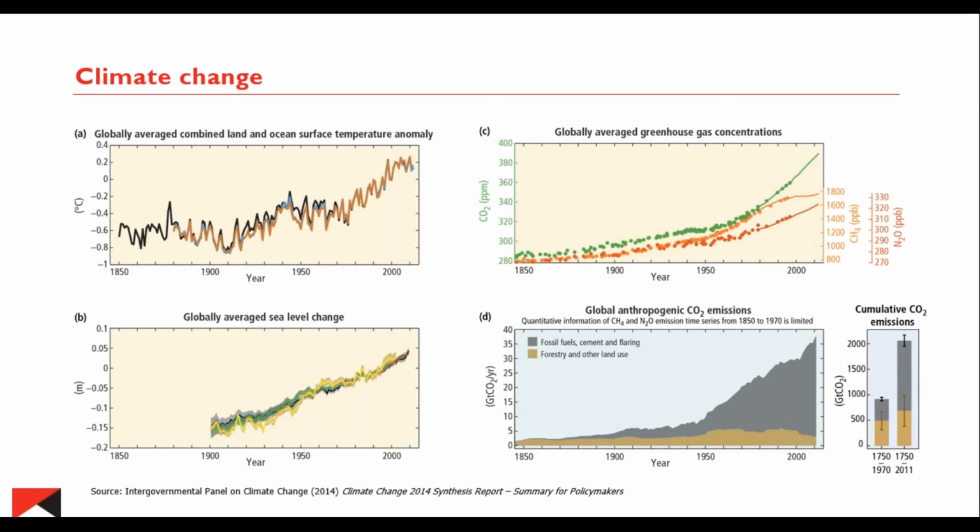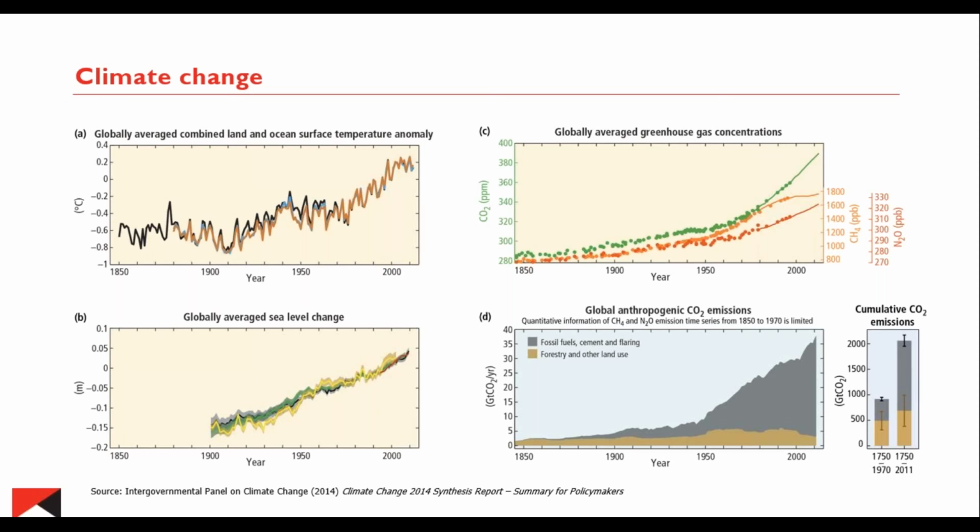As I hope you can see, the top graph on the right shows increasing concentrations of 3 greenhouse gases from 1850, carbon dioxide in green, methane in orange, and nitrous oxide in red. And the bottom right graph shows the huge increase in fossil fuel combustion in dark grey since the middle of the last century. Globally, we now emit almost 40 billion tonnes of carbon dioxide equivalent greenhouse gases a year. This is resulting in increased global temperatures displayed in the graph on the top left and rising sea levels shown in the graph on the bottom left.